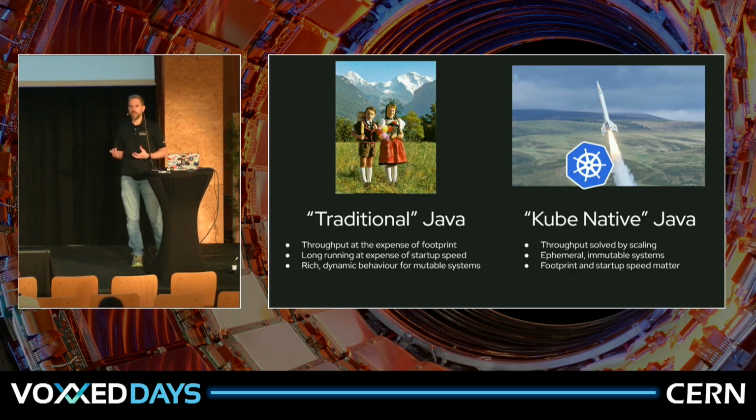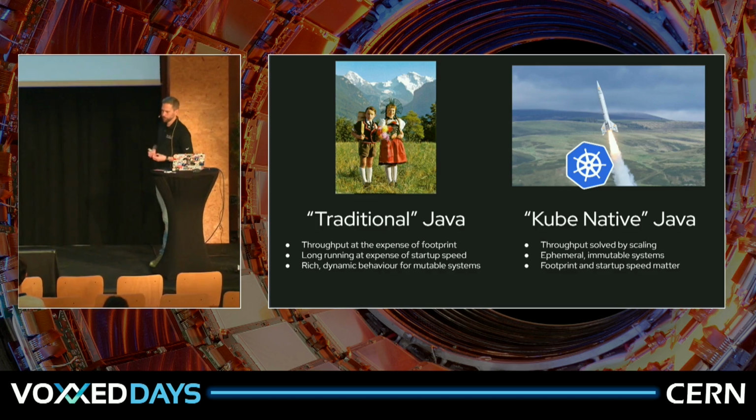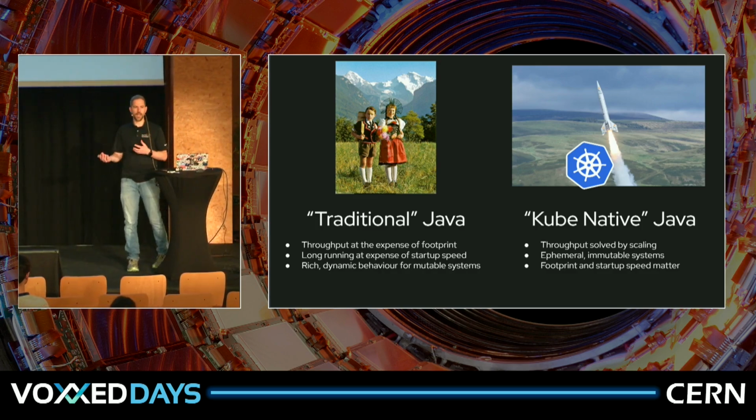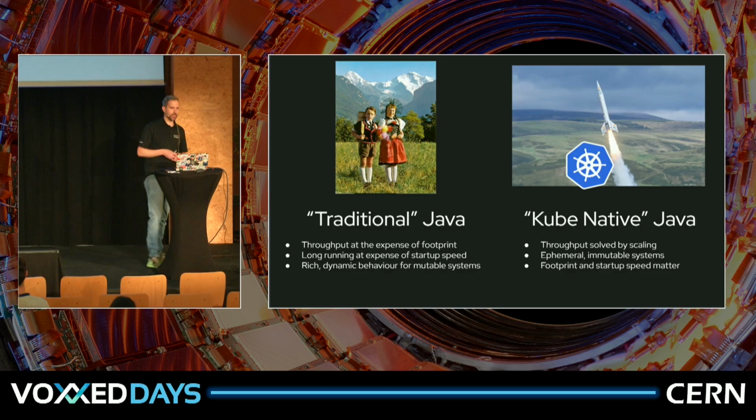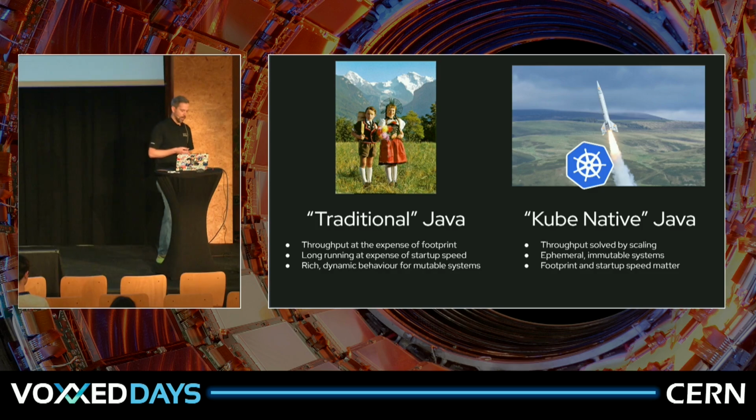The idea was that you had these long-running processes and dynamic loading, so you don't necessarily need to redeploy very often. Because of that, you have this rich dynamic behavior for mutable systems, so that you don't have to redeploy, because that's always a pain, right? In my experience as a Java developer in the past, we did releases maybe every other month, and it was always a very painful process.